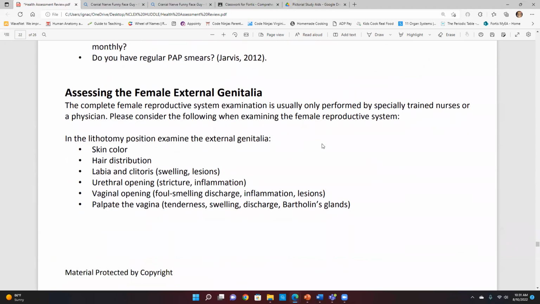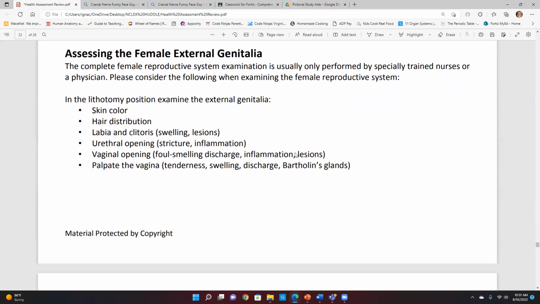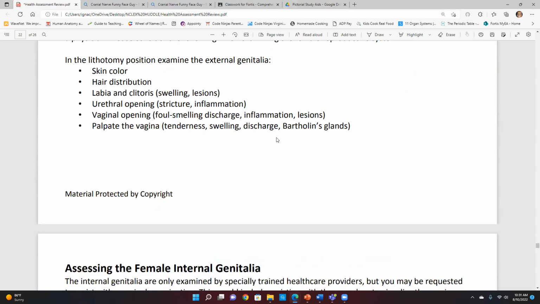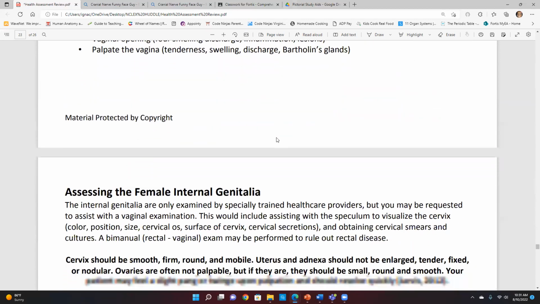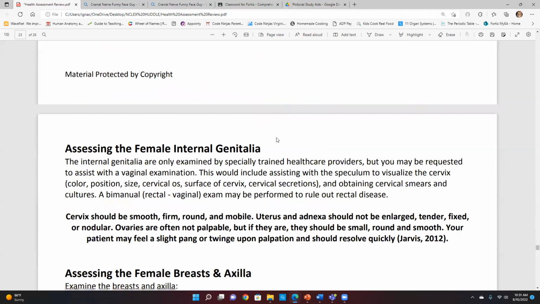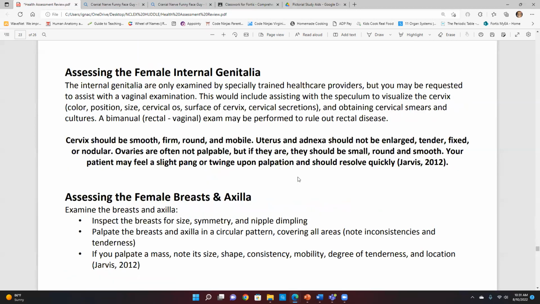Okay. The other thing to ask your female patient is how often they have their regular pap smears. They will start having pap smears when they become sexually active or at the age of 21. So we will also assess the female genitalia, looking for hair distribution. Are there any swellings, any lesions? Is there any discharge, right? We're going to look for any issues with their Bartholin's glands. So all of this is important, okay?